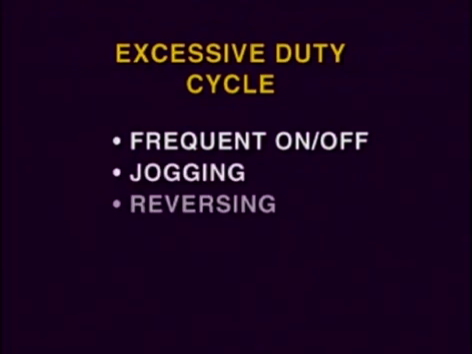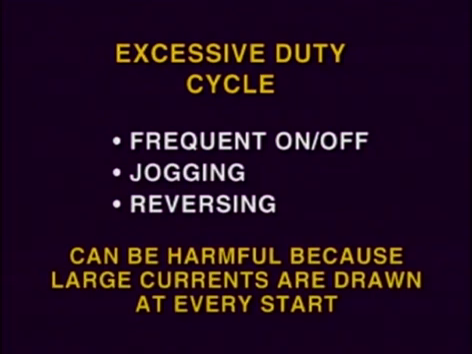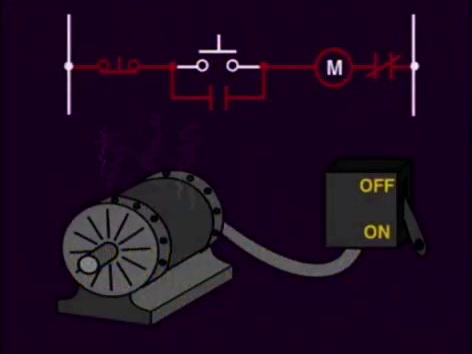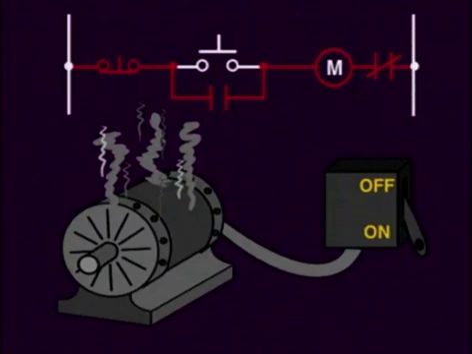Excessive turning on and off, or jogging, or reversing can be harmful to a motor because, as we know, it draws more current every time it is started. This creates heat buildup because the continuous self-cooling effect of the motor rotation is lost. If it is necessary to have a heavy-duty cycle, the proper motor should be chosen to start up with, and perhaps choose one of higher horsepower than required by the load.